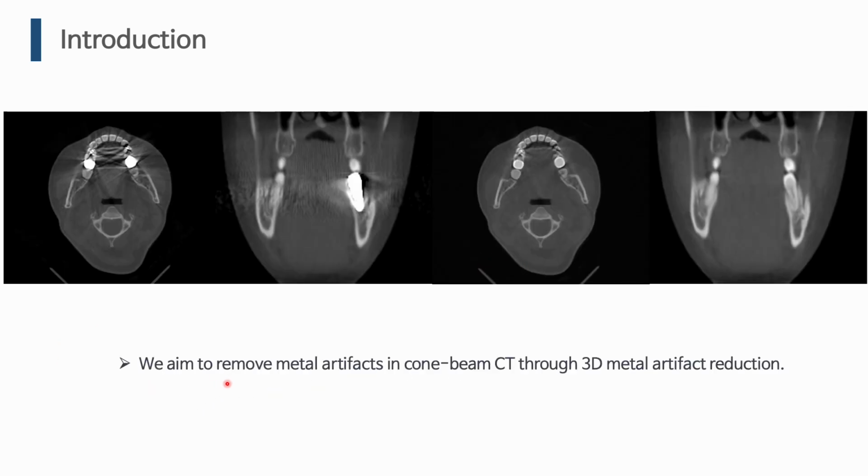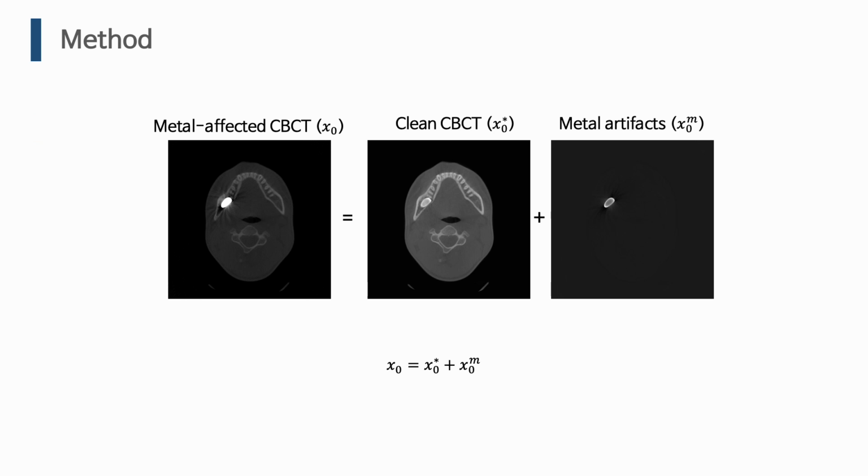So, we aim to remove metal artifacts in CBCT through 3D metal artifact reduction. We think of the metal-affected CBCT as clean CBCT with added metal artifacts. So in order to obtain clean CBCT, we aim to separate the metal artifacts X0^M and clean CBCT X0* from metal-affected CBCT X0.